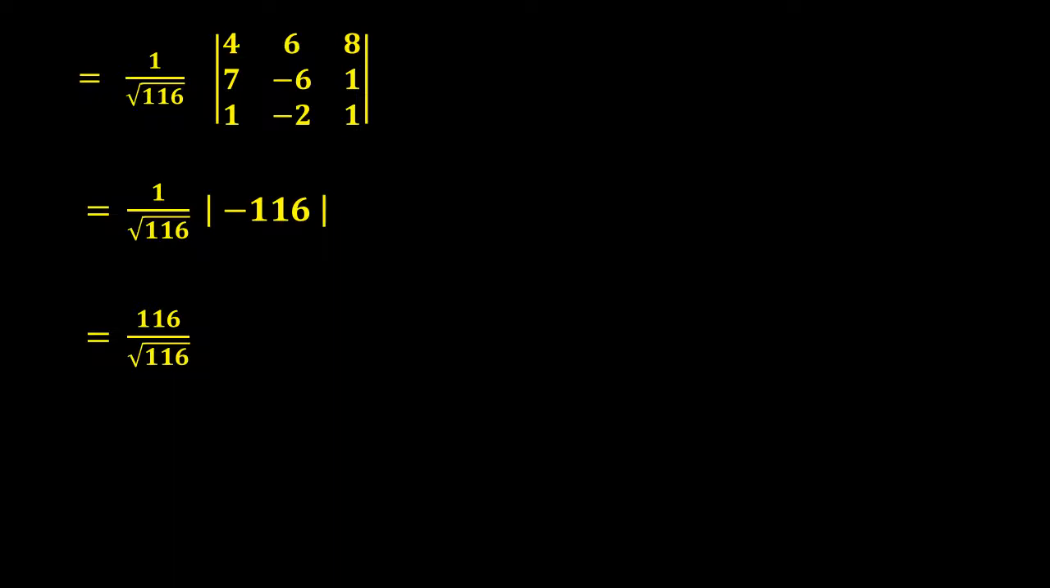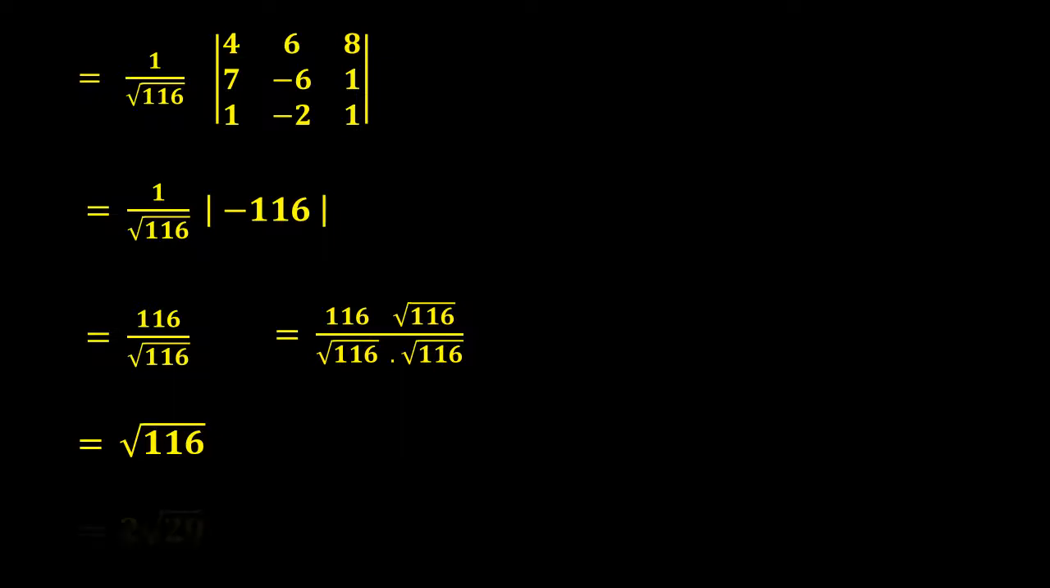So there is a square root symbol in the denominator, so we need to rationalize it. After rationalizing we get under root 116, which can also be rewritten as 2 under root 29. So this is the answer for question number 15.